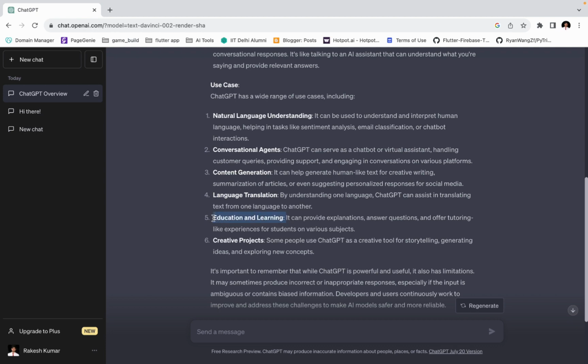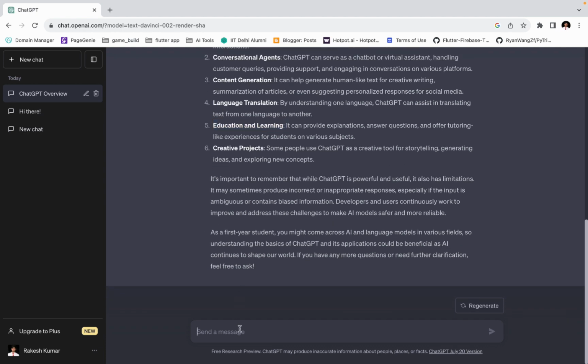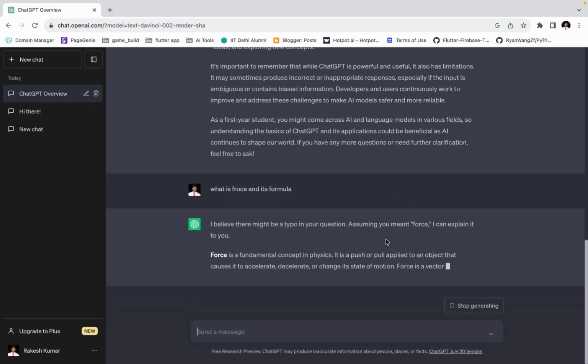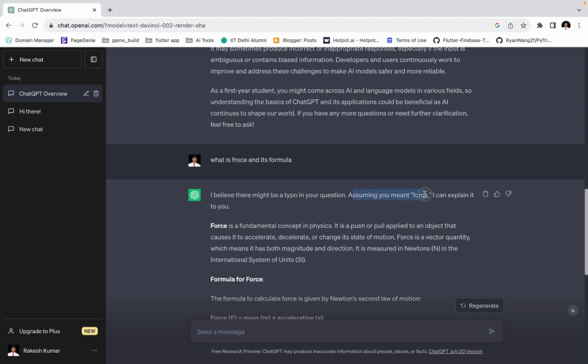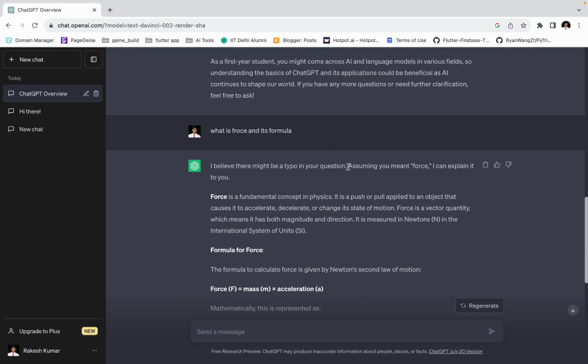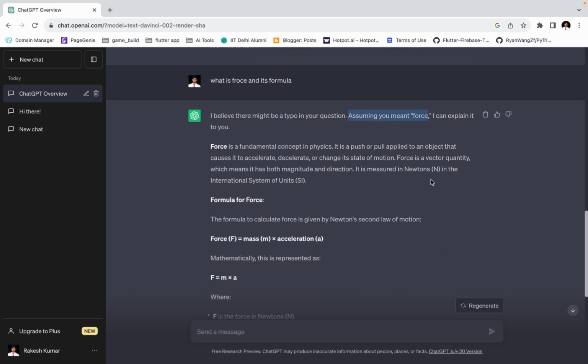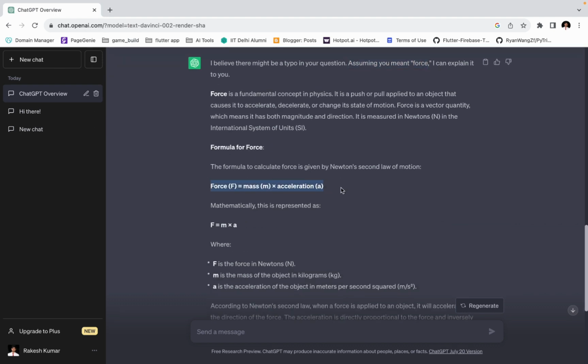Education, like if I want to understand something, for example, let's ask what is force, right? What is force and its formula. But as you can see, I wrote it wrong. I didn't write force correctly. But ChatGPT said, assuming you meant force, right? That's how it can understand things or correct itself. If you write something wrong, it will tell you, okay, there is a typo in your question, but I'm assuming it's force, so I'll explain it. So there's force, right? Then the force formula, F equals m times a, right?